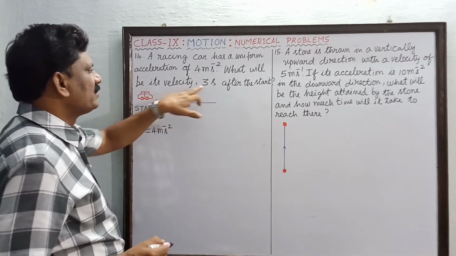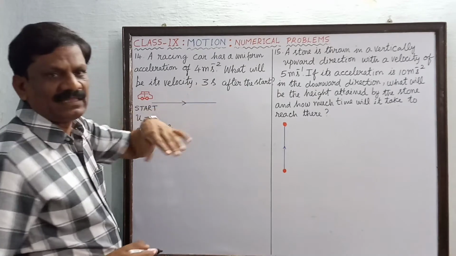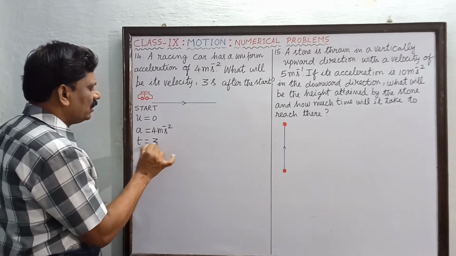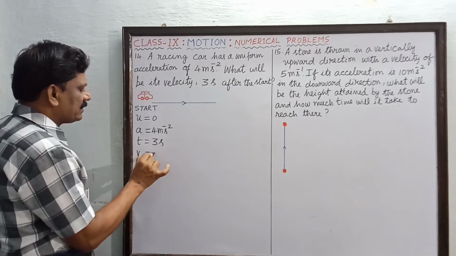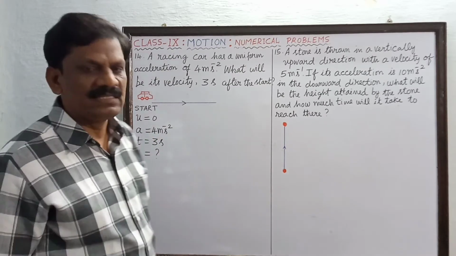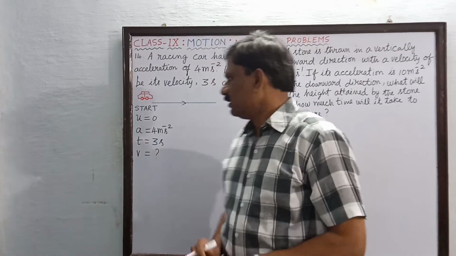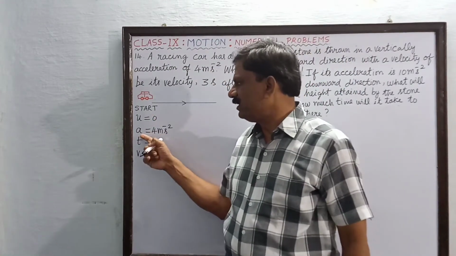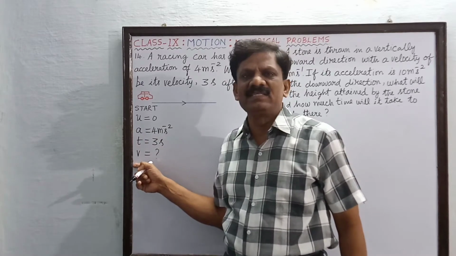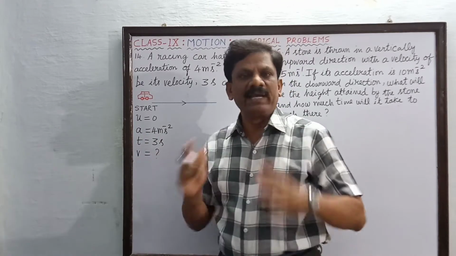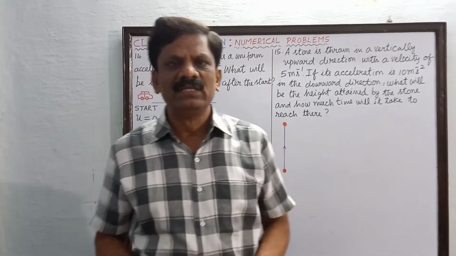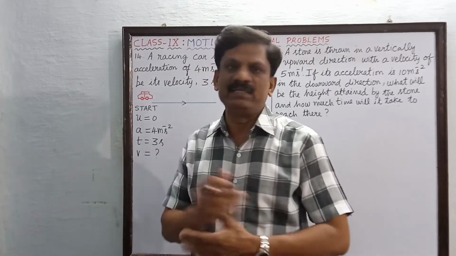And what will be its velocity, final velocity after 3 seconds? So time taken t is equal to 3 seconds, and the final velocity is the question. Now you can read out the given quantities. U is given, A is given, T is given, V is to be found. So can you remember which equation of motion relates these four quantities?